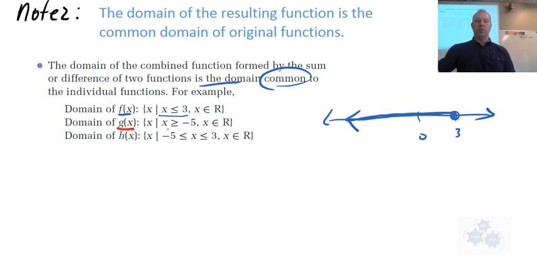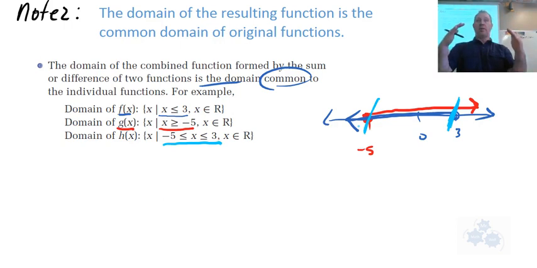Let's say that g of x was greater than or equal to -5. So we've got this solid dot here and going towards the right. Then the domain of h of x, which would be the result of the sum or the difference, would only be able to be the domain that is common to both. So everything between -5 and 3. So really where they overlap. Okay? So where both of them are defined, that's important, right? So the domain of the resultant function from adding or subtracting would be the overlap of the domain for each individual one. So the result can only happen where each of the original functions are defined.